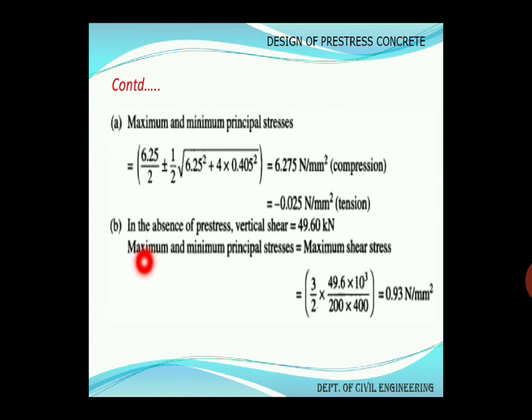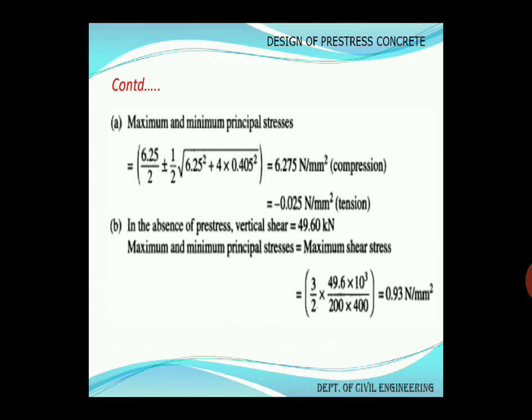But now in this case, maximum and minimum principal stresses are nothing but the shear stress itself, because there is no pre-stressing force acting. So considering this section as pre-stress section itself, we calculate the value of tau V, that is 3 by 2 into bracket V divided by B into D, and we get the answer as 0.93. So this 0.93 itself is the principal stress, maximum as well as minimum, as there is no pre-stressing force.